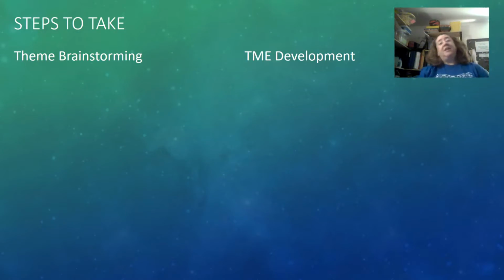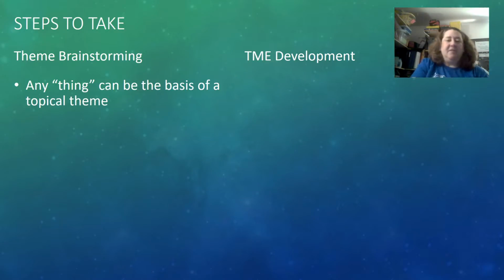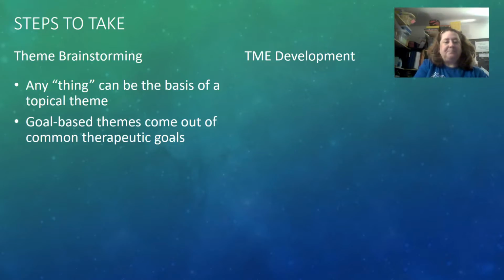So here are the steps that I take when I'm developing themes. The first thing that I do is I start brainstorming, because anything can be the basis of a topical theme for a session. Just looking around here, I'm looking at microphones, I'm looking at ukuleles, I'm looking at money, I'm looking at fans. There could be anything. I could come up with a session around each one of those particular objects.